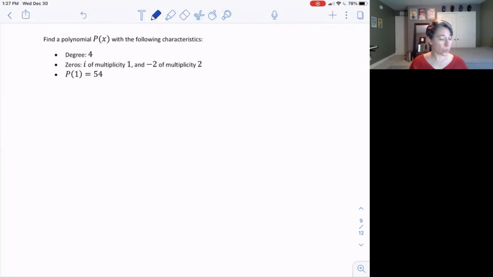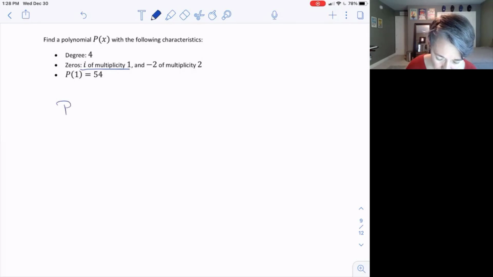Now for our last example, we want to find a polynomial with the following characteristics. It needs to be of degree 4. It has zeros. They told us that i is a zero with a multiplicity of 1 and -2 with a multiplicity of 2. Now, if we only had those 3 zeros, because remember the -2 has a multiplicity of 2, that would give us a degree of 3, not 4. So remember what we said about complex zeros, we have to have our conjugates.